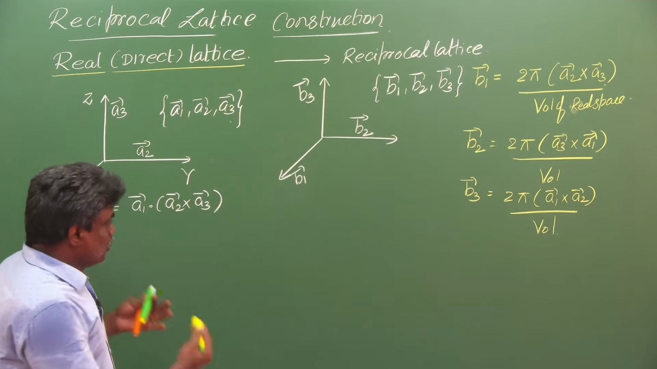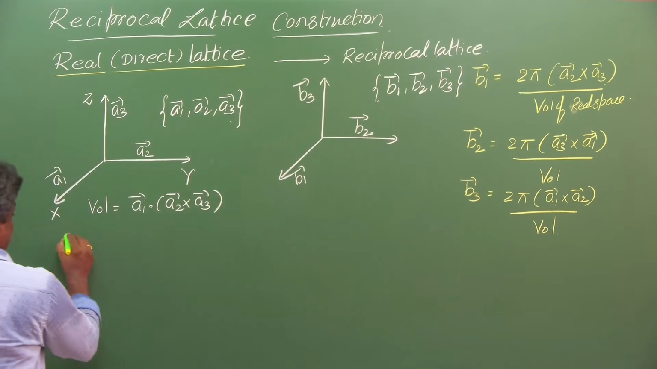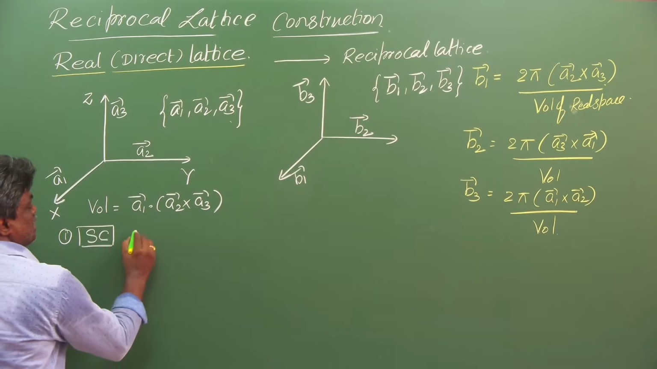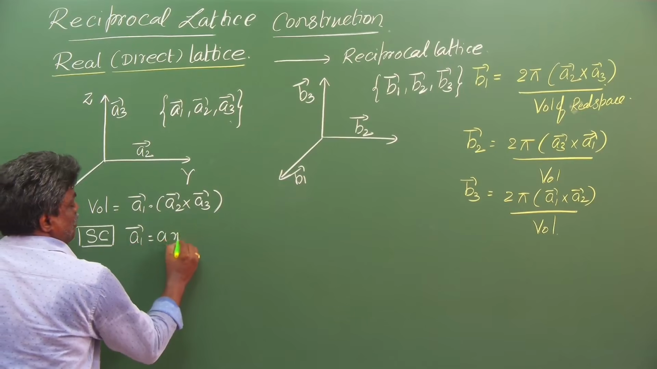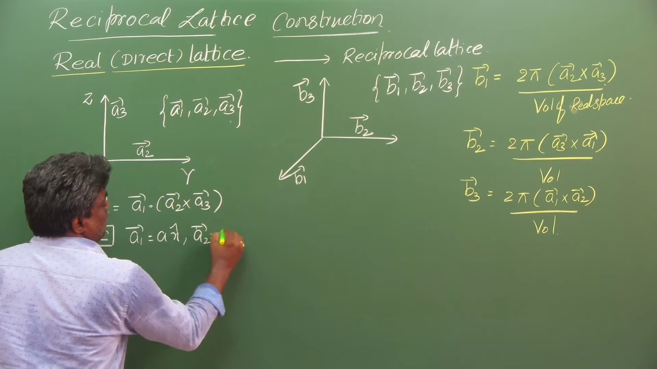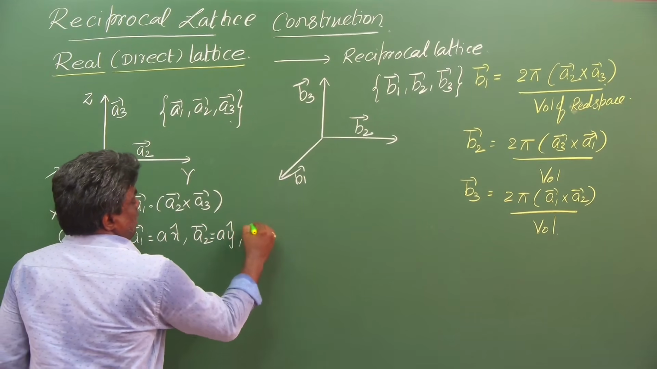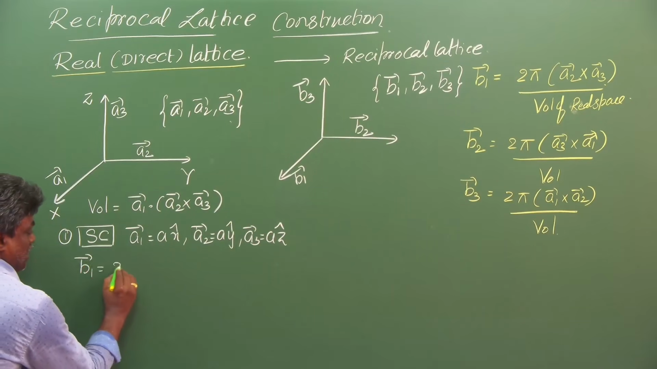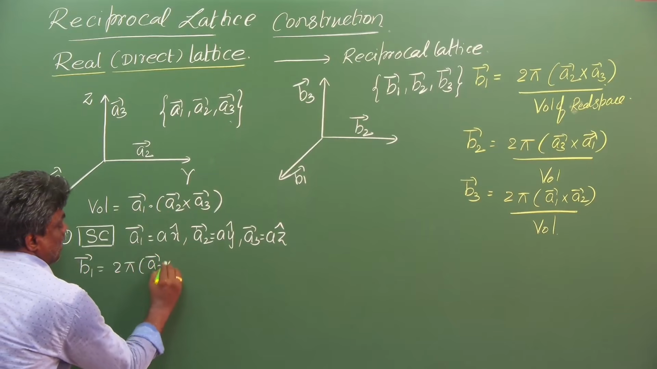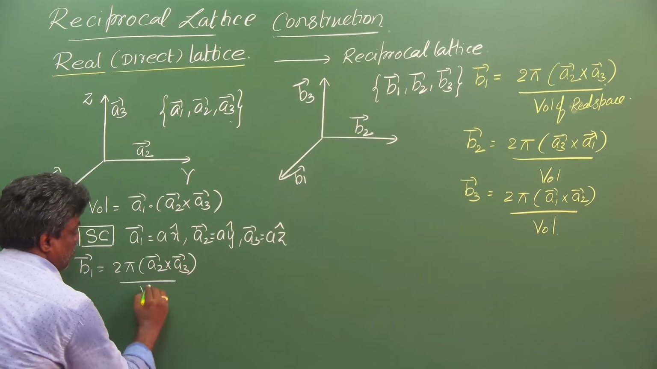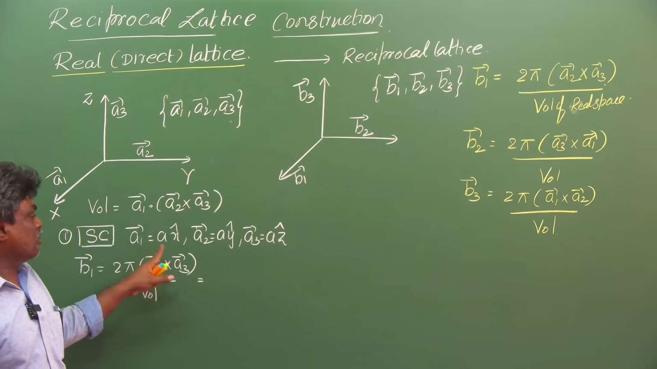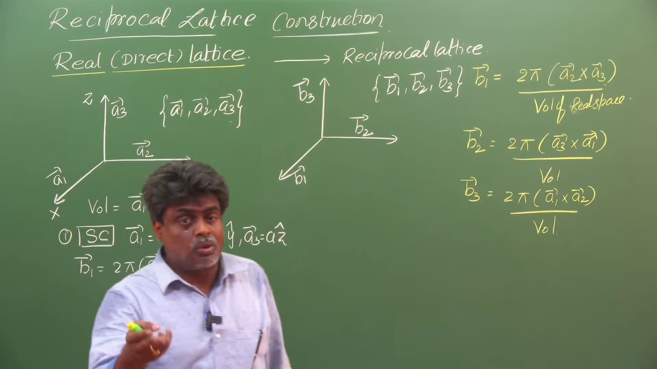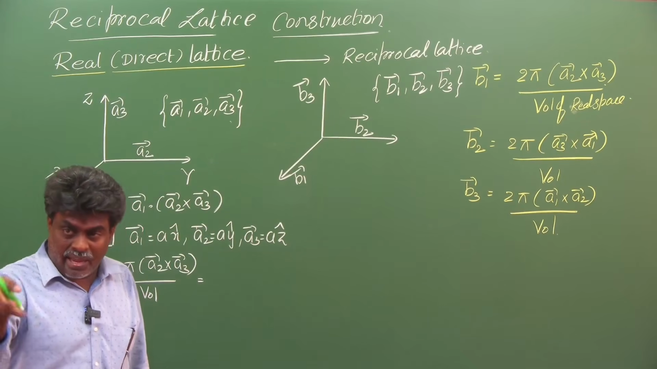Right. So to get more practice on this, let us take the first one, simple cubic. Everyone please listen. A1 bar equal to how much? A2 bar equal to how much? A3 bar equal to how much? Now I request you, please find B1 bar: 2 pi A2 bar cross A3 bar by volume. What is the volume of simple cubic? A into A into A, A cube. BCC volume is A cube by 2. FCC volume is A cube by 4.